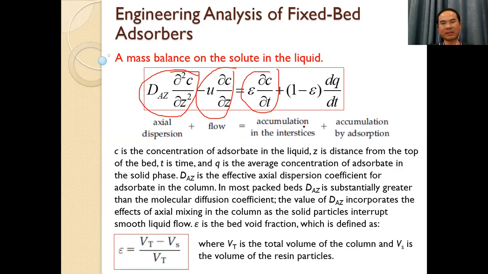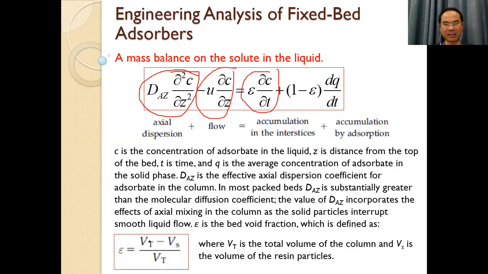We got the axial diffusion, the flow in and flow out, accumulation in the void, and accumulation in the adsorbent, or adsorption. And also we define the void fraction as the total volume of the column minus the volume of solid, divided by the total volume of the tank. That's the void fraction.